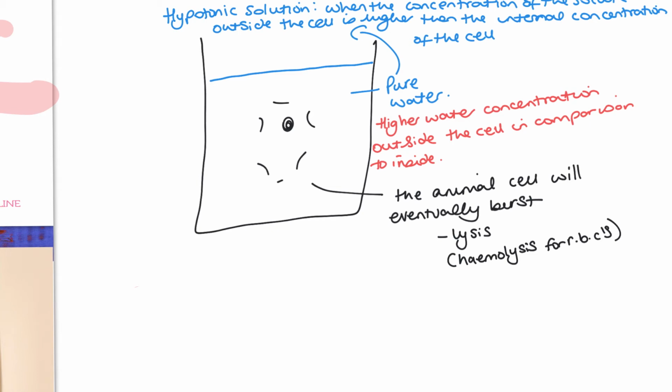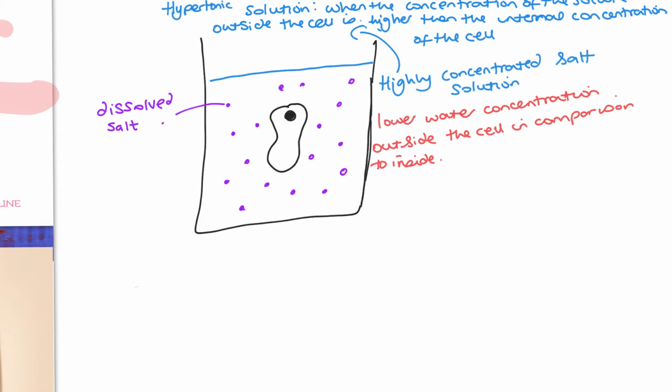So now let's imagine a slightly different circumstance. Now let's imagine that we take our animal cell and we place it in a solution that is highly concentrated. We call solutions that are more concentrated than the cell hypertonic solutions. So in this situation, you can see you've got a highly concentrated salt solution that our cell is in, and there is a lower water concentration outside the cell in comparison to inside the cell. What direction is the water going to move this time? Well, in this situation, the water is going to leave the cell. So the water moves by osmosis down its water concentration gradient from the inside of the cell to the solution.